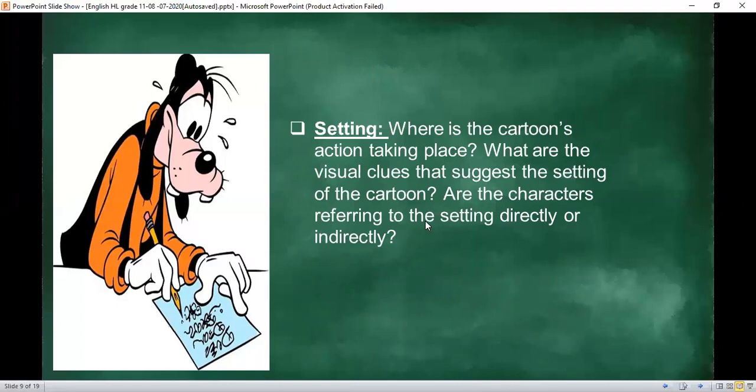Where is the cartoon's action taking place? That's the setting. How do we know? Remember, this is visual. There are visual clues that are given. For instance, if we see the telecom towers, we know we are in Johannesburg. If there's Table Mountain in the background, we know we are in Cape Town, things like that.